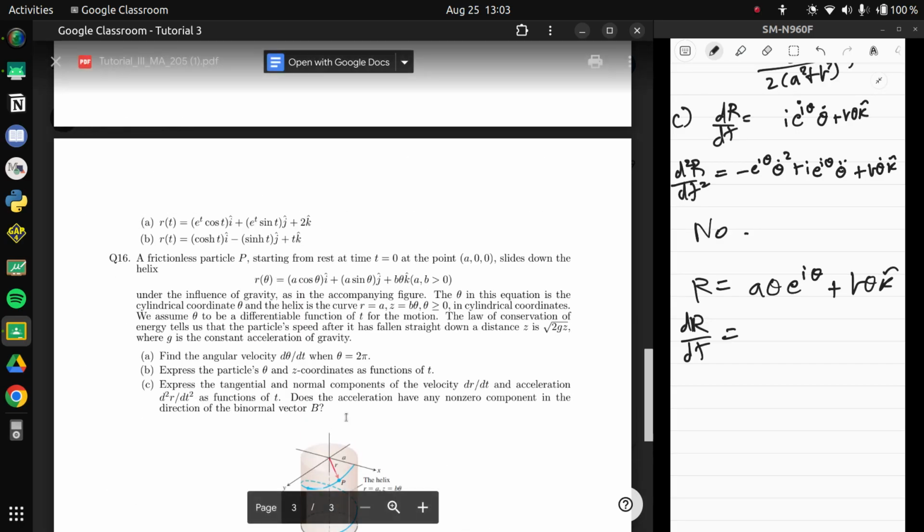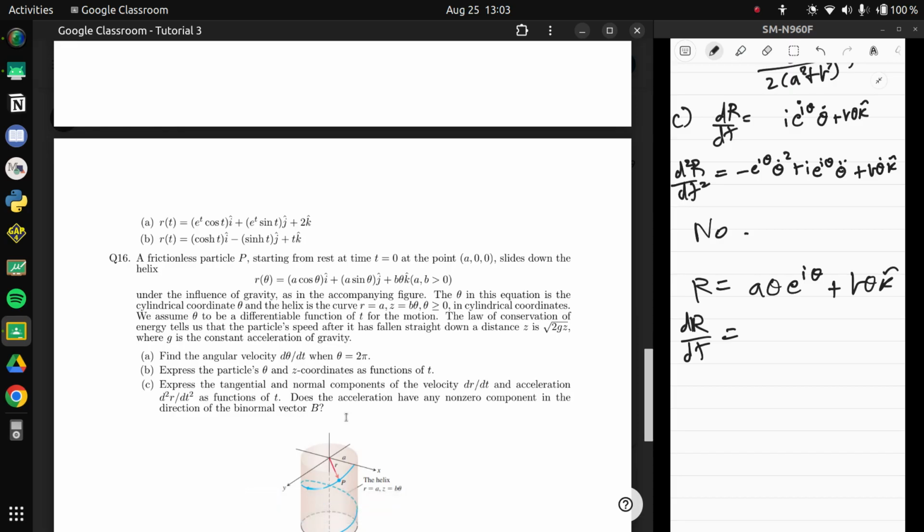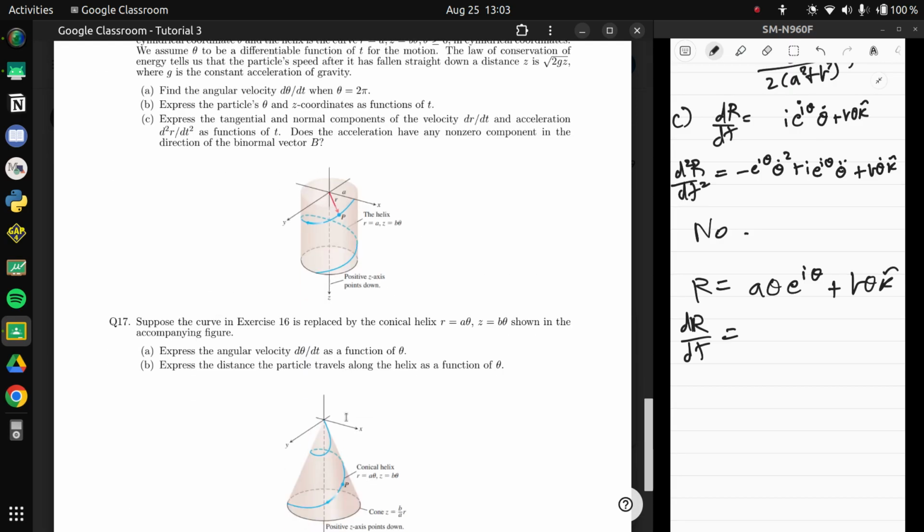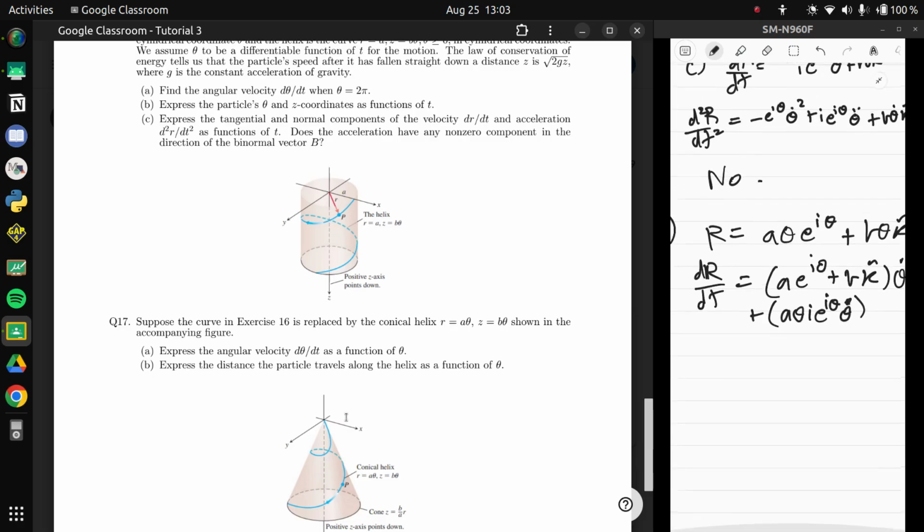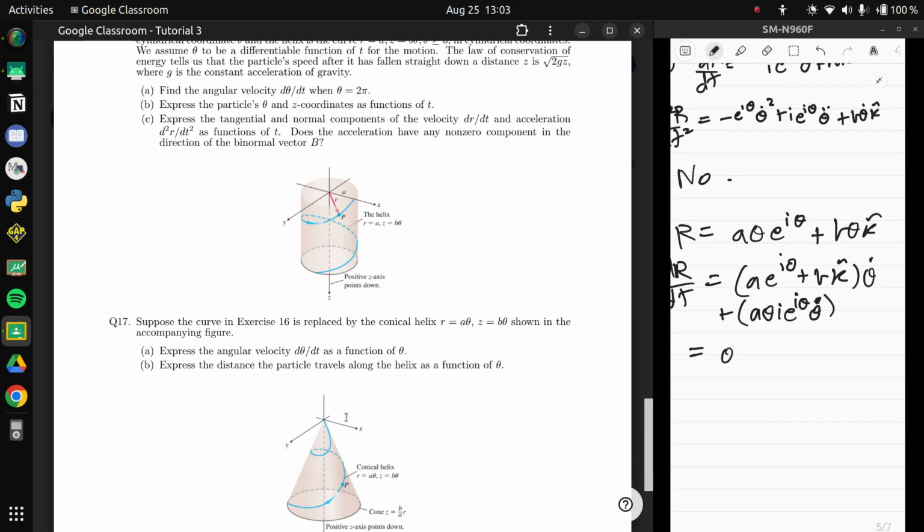Right, so what was the special thing about it? Once again, it's the same thing, like the square root of 2gz, that's the velocity at any point. So in any case, dr/dt is, take the derivative of this stuff. So just a e^(iθ) plus b k hat, plus a θ i e^(iθ) θ dot. So this is θ dot times stuff.